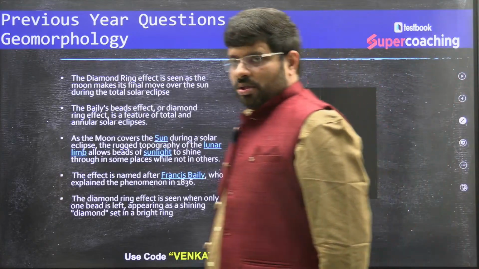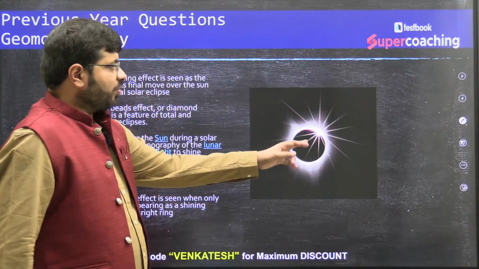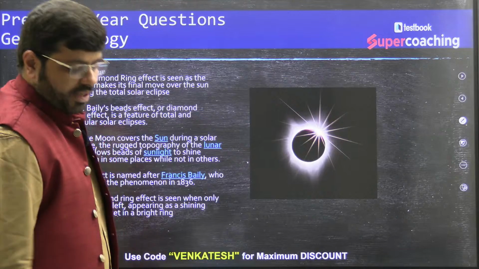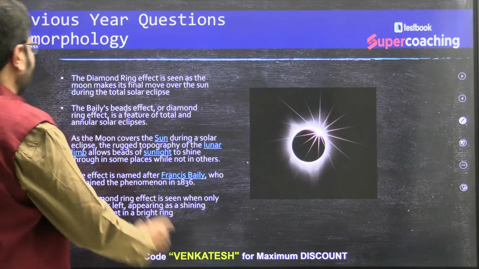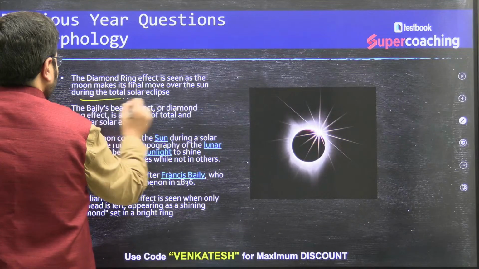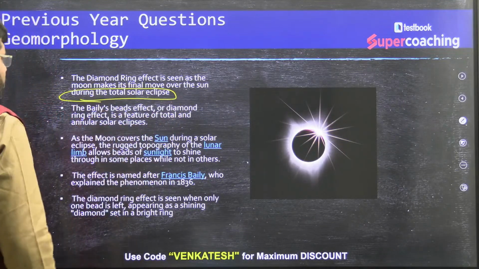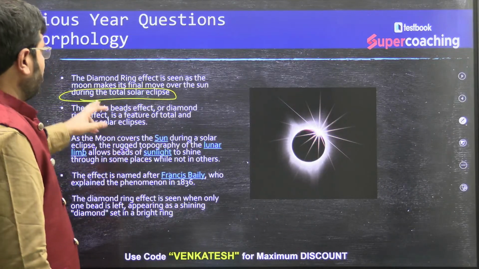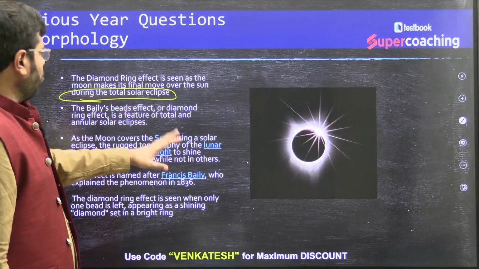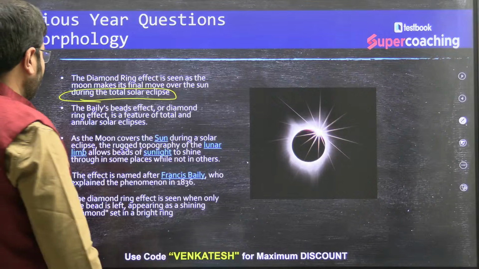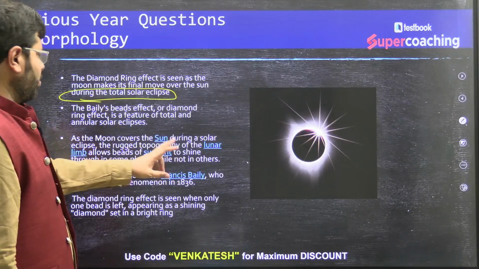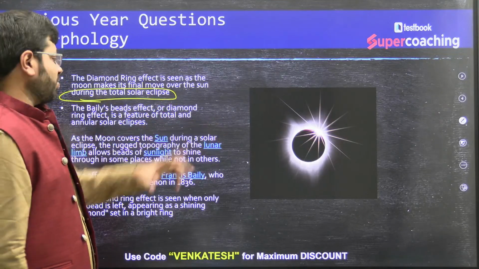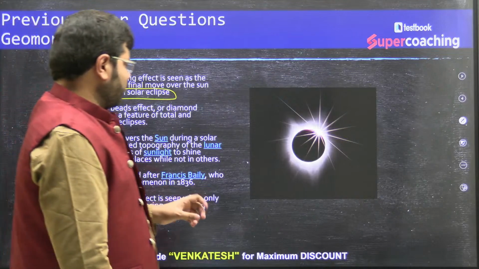If you see here, this is what we call a diamond ring phenomena, it's an astronomical phenomena, when you have a total solar eclipse, when this diamond ring effect is observed at the total solar eclipse, as the moon makes its final move over the sun. As the moon covers the sun during the solar eclipse, the rugged topography of the lunar limb allows certain beads of sunlight to shine through in some places while not in others.